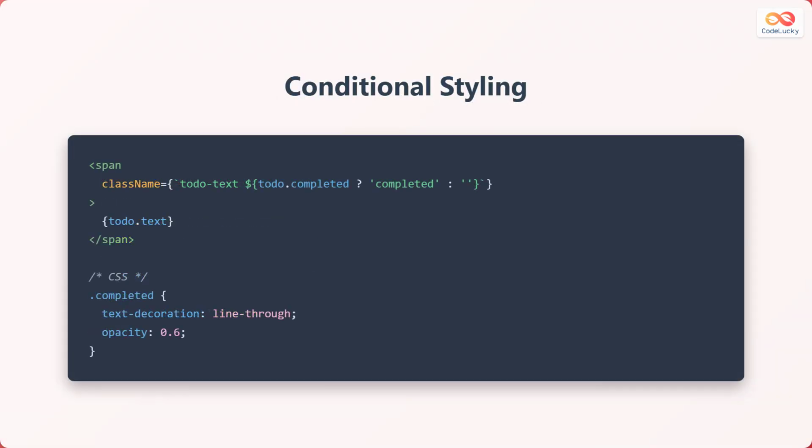To visually represent the completed state, we'll apply some conditional styling. Here we are adding a class name to the to-do text based on whether the to-do is completed or not. If the to-do is completed, the completed class is added, otherwise an empty string is added. In our CSS, the completed class applies a line-through text decoration and reduces the opacity, giving a visual indication that the task is done.